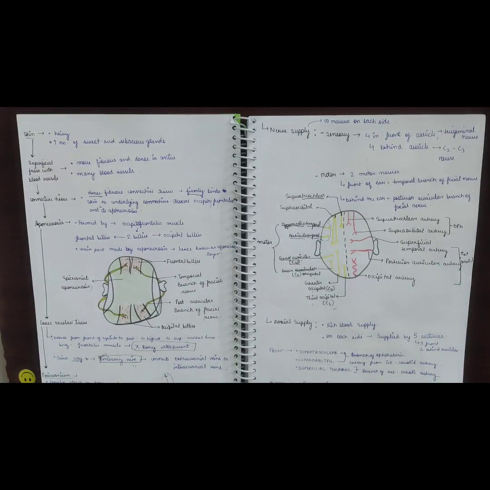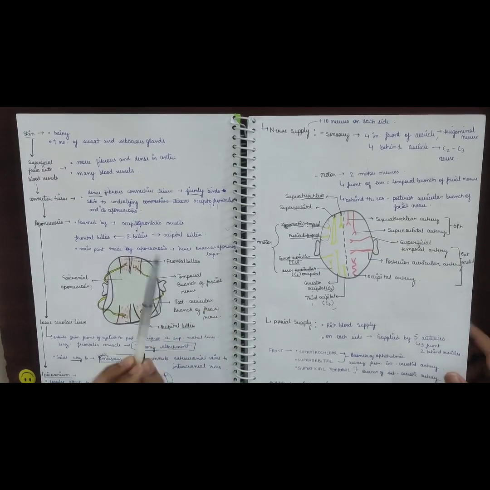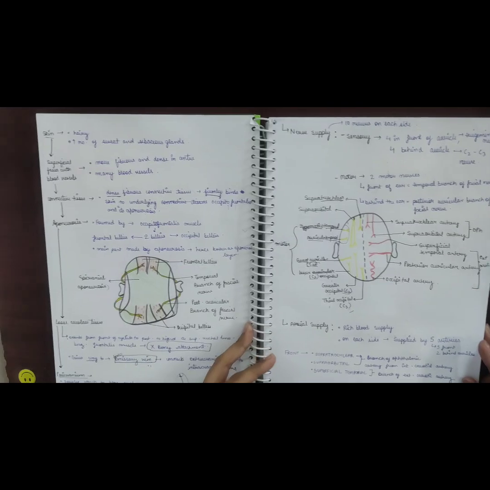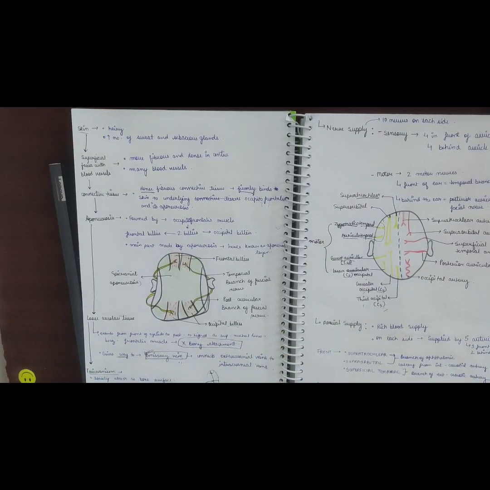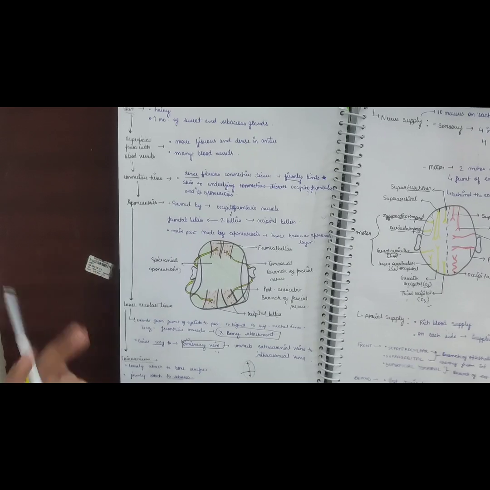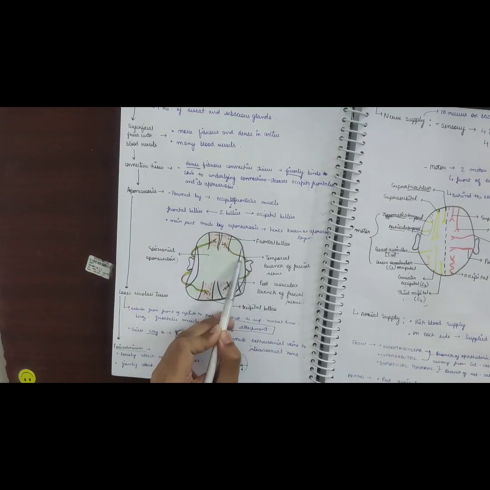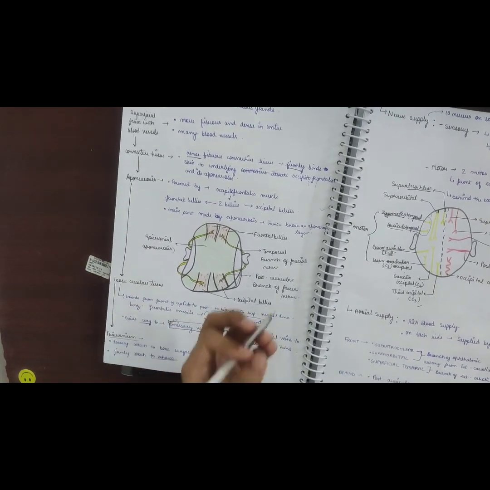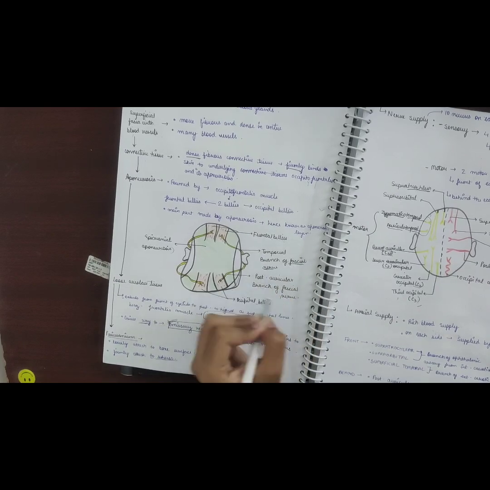So we studied the nerve supply, the sensory nerves. Now we'll study the motor nerves. Motor nerves are those nerves which carry nerve impulses from the CNS or PNS to the organs. We have four motor nerves, 2 on each side. These are facial nerves. Okay, so these are facial nerves.